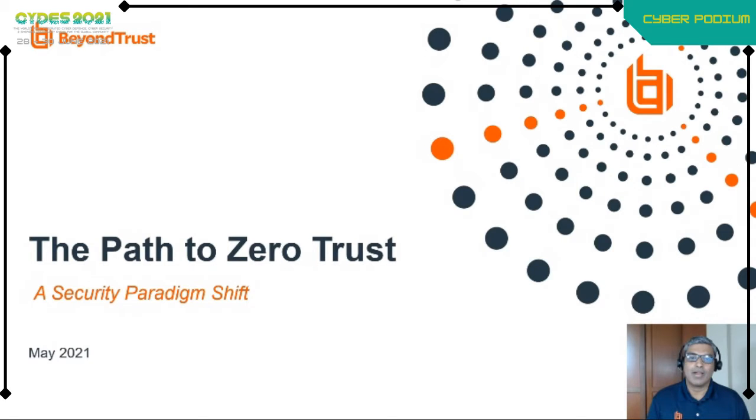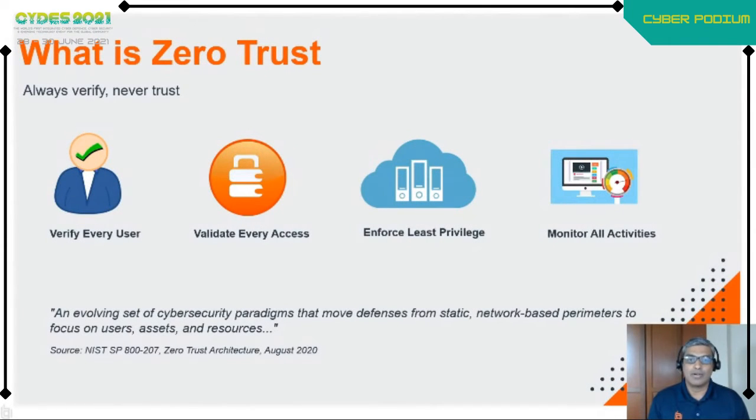First, let's have a chat on what is zero trust. The basic fundamental of zero trust is a paradigm: always verify, never trust. What it means is that you verify every user, validate every access, enforce the principle of least privilege to the workload or application that is being accessed, and have complete monitoring of all the activities that are being carried out for the duration of access. Now, this takes away the focus on your perimeter or perimeter-based devices, to being able to granularly focus your security on the workload and the user that is carrying out that access.